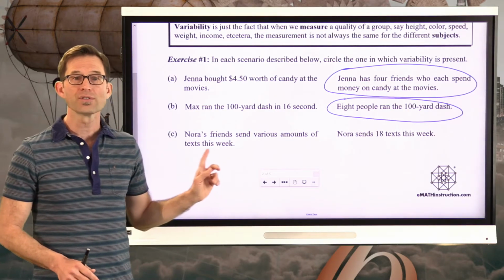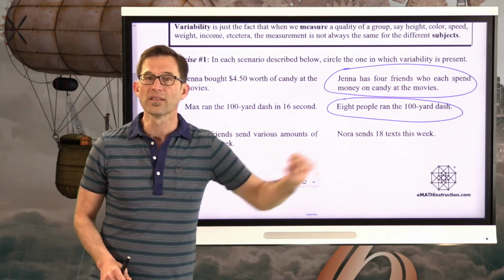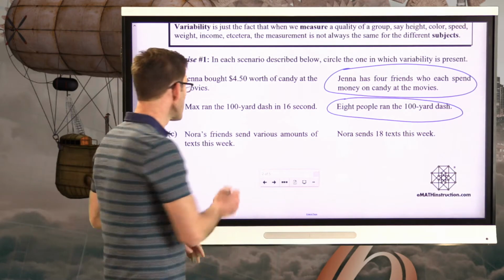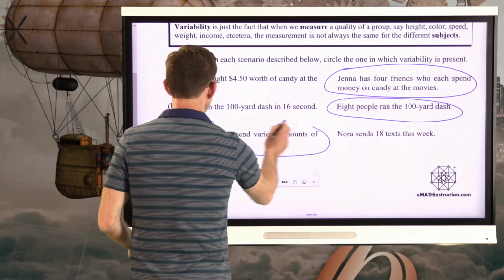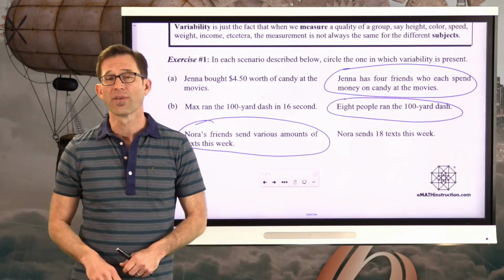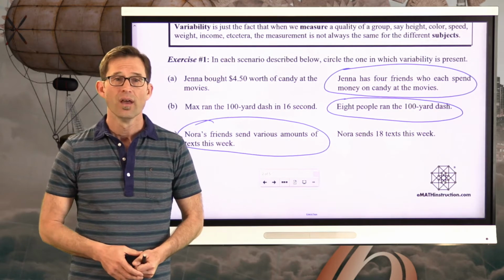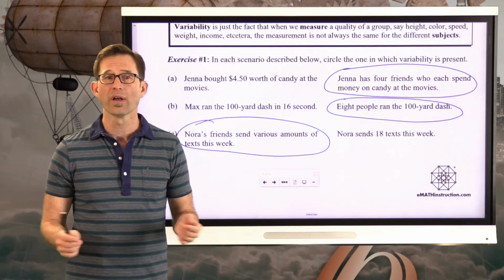Letter C: Nora's friends send various amounts of texts this week and Nora sends 18 texts this week. Again, not a great surprise. These are pretty easy to spot. Nora's friends send various amounts of texts this week. Think about this. If I just ask the question, how many texts did Nora send? The answer is 18. On the other hand, if I said, how many texts did Nora's friends send?